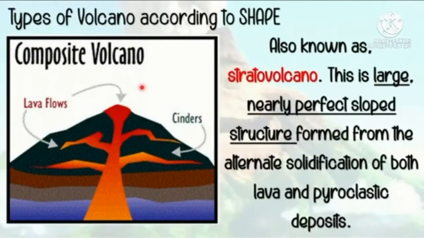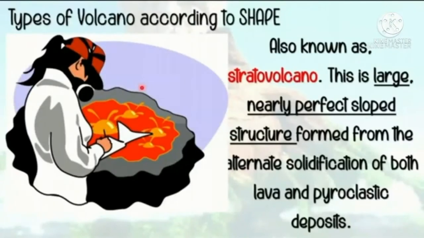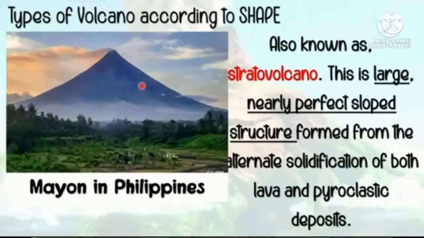Lastly, we have composite volcano. It is known as stratovolcano. This is a large, nearly perfect slope structure from the alternate solidification of both lava and pyroclastic deposits. According to the volcanologists, or the people who study volcanoes, some of the Earth's grandest mountains are composite volcanoes. One good example of it is our very own Mayon Volcano.